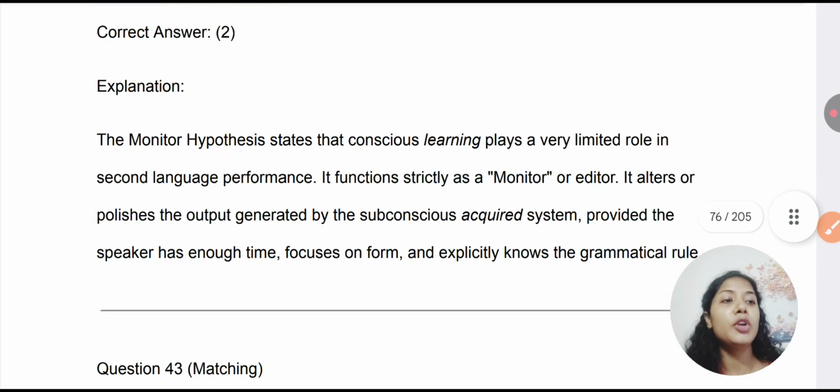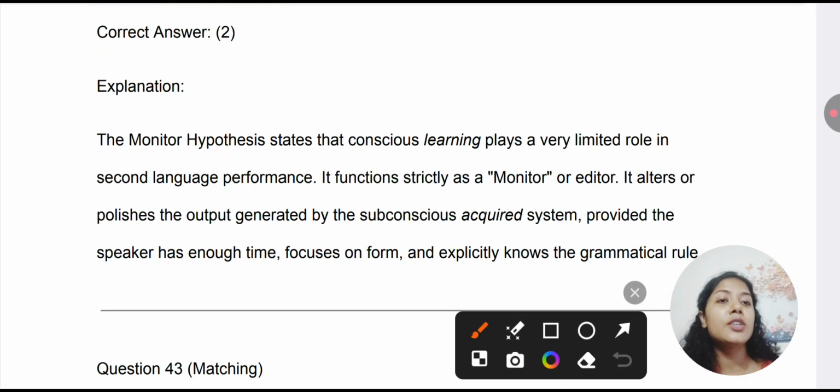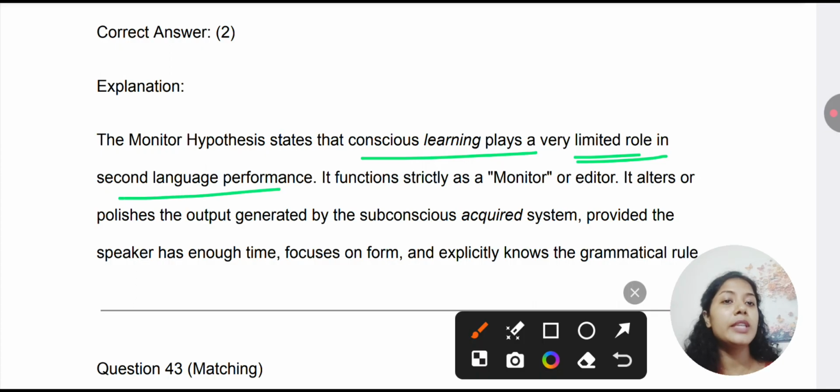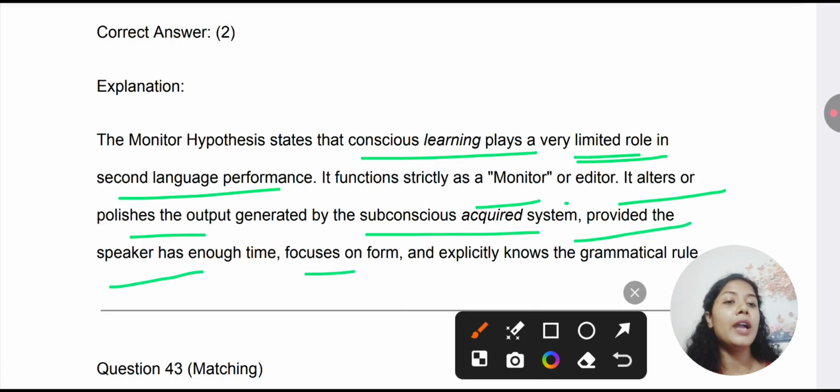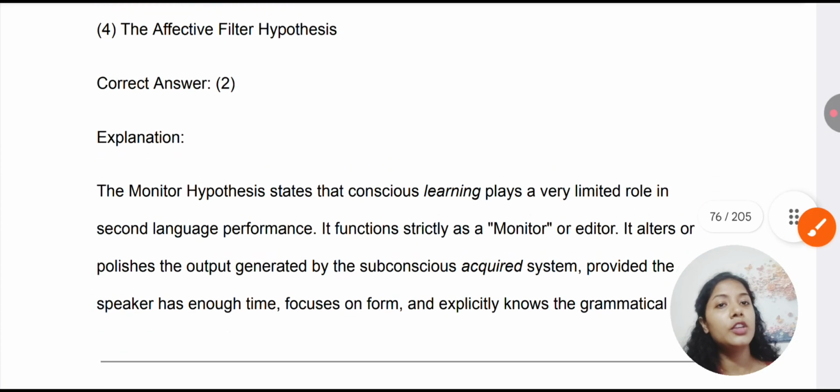Okay. So the monitor hypothesis states that conscious learning plays a very limited role in second language performance. It functions strictly as a monitor or the editor. It alters or polishes the output generated by the subconscious acquired system, provided that the speaker has enough time, focuses on form, and explicitly knows the grammatical rule. Okay.